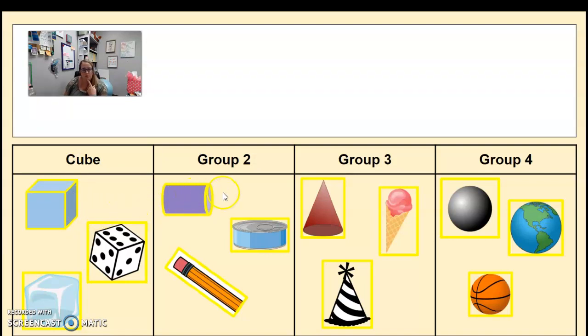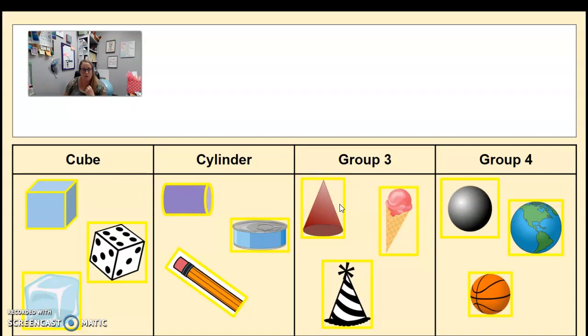Okay. What about this one? It's a little bit harder of a word, but I think you know it. What is this one called? Somebody tell me. What is group 2 going to be called? That's right. It's a cylinder. It has a circle on the top, circle on the bottom, and it has that curved surface. So it's a cylinder.